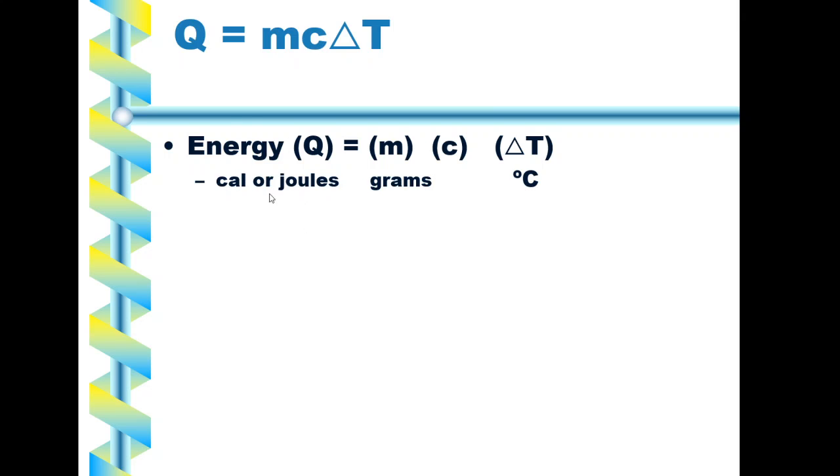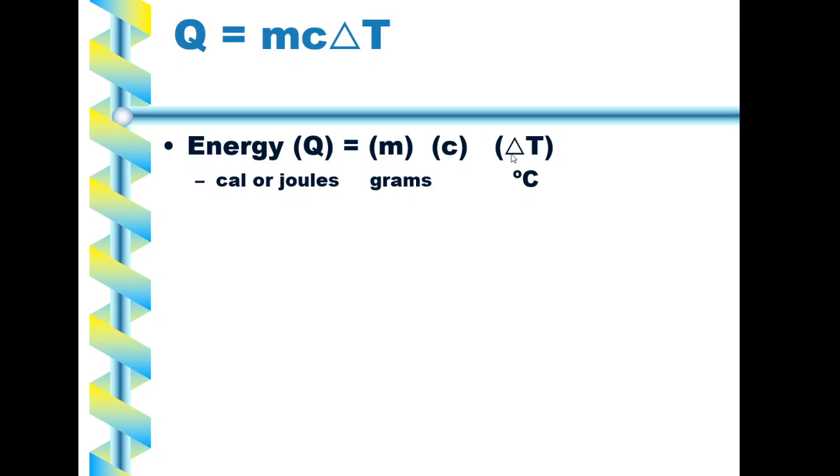This is our equation for calculating energy and heat: Q equals mC delta T. The delta is Greek, and I'm going to define each of these for you. This is actually on your equation sheet, so you never have to memorize this equation. Q is energy, in calories or joules. M is our mass, in grams. C is our specific heat capacity, and we get that from a table.